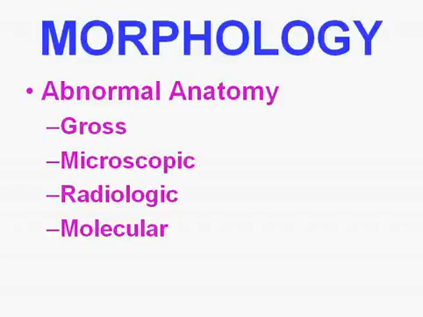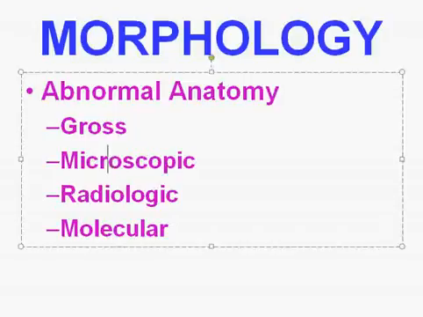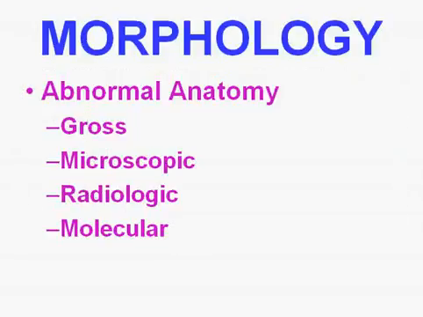And the type of morphology most pathologists are fond of are microscopic abnormal anatomy. Gross pictures are really nice too. The radiologists love radiologic morphology, and of course, this is all reflected ultimately as an abnormal anatomy of molecules, isn't it? So you could think of morphology on any level.